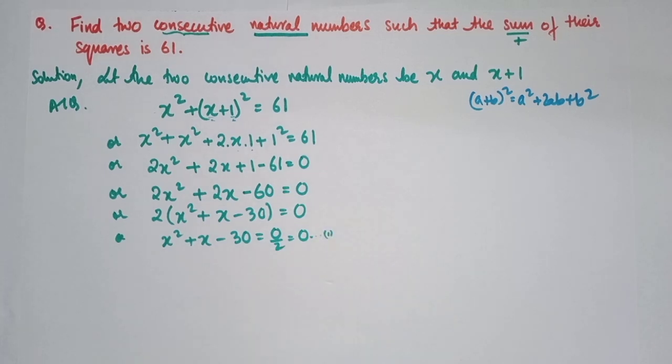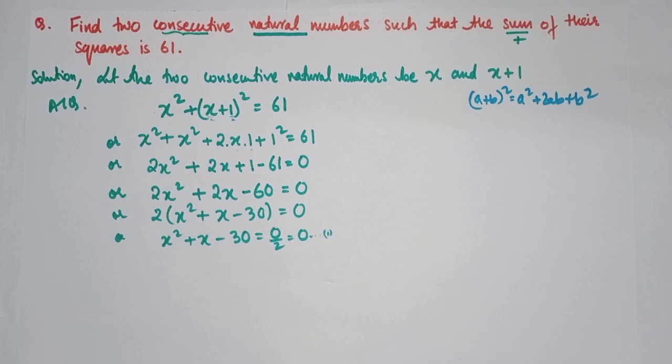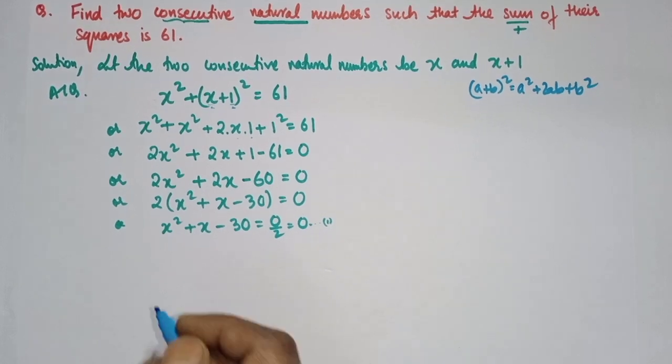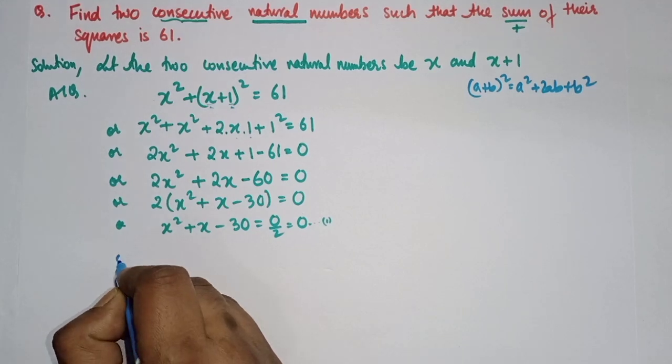So I got the quadratic equation. Now what you have to do in this process is that if it can be solved by breaking the middle term, you will do breaking the middle term. If it cannot, then you will use the Sridhar-Acharya formula. So let's check whether it can be solved by breaking the middle term or not.